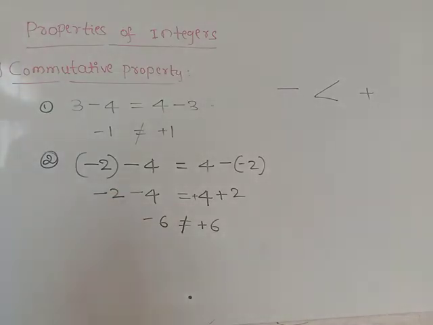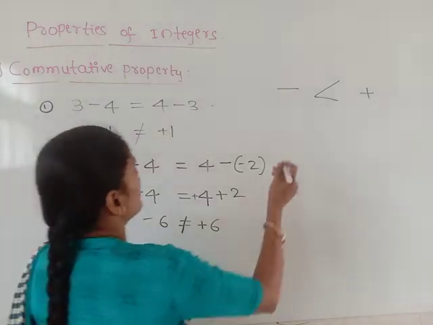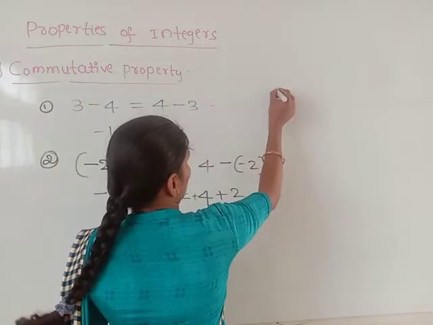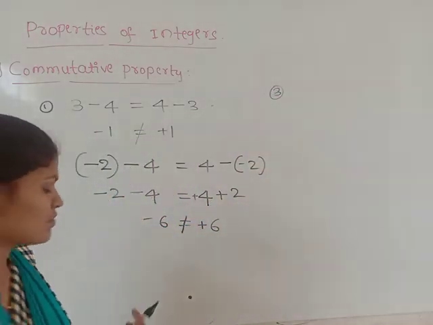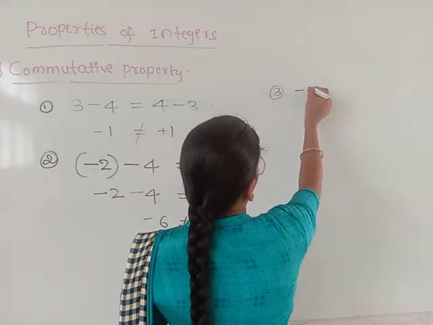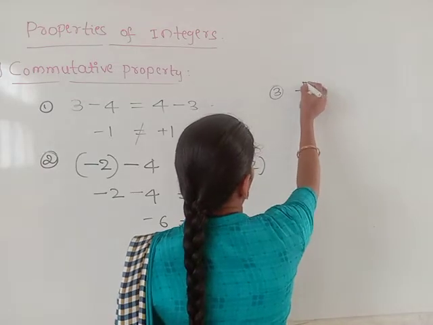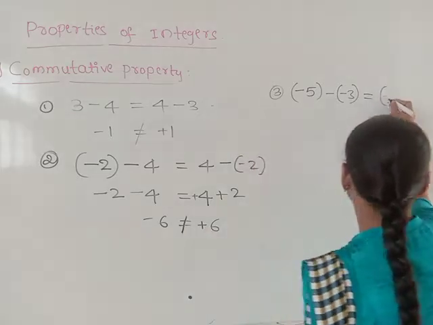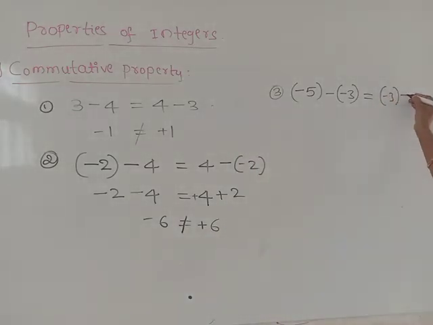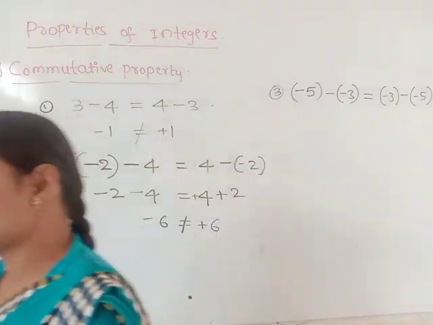Suppose both are negative, shall we check it? They both are negative integers. One more example, the third one. Here I will take minus 5 minus of minus 3 equal to, first I will take here minus 3 minus of minus 5. Please all of you simplify this one.